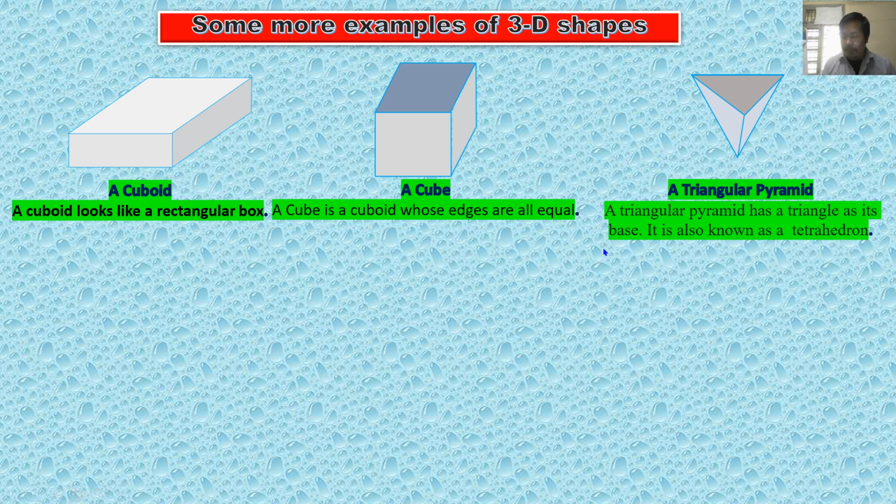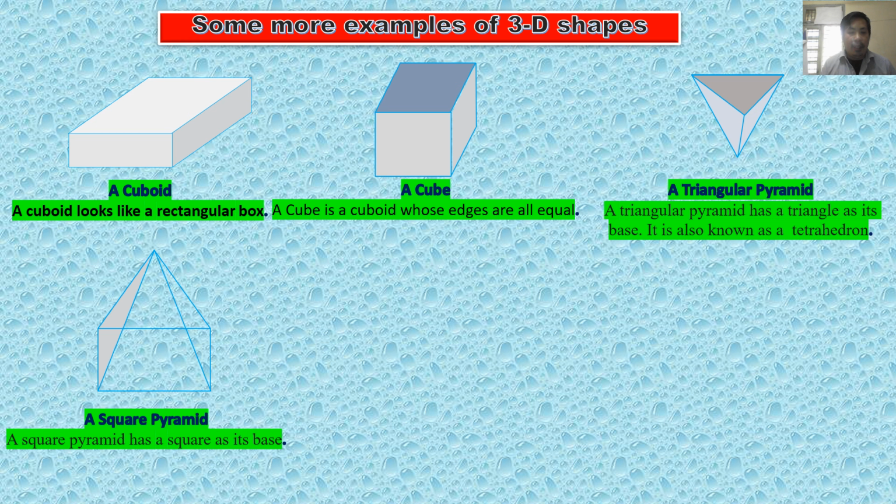This is a pyramid only. Now next we have another pyramid called the square pyramid. In the square pyramid you can find that it has a square as its base. Here in the triangular pyramid the base is a triangle, isn't it? And in the square pyramid, the base is a square.